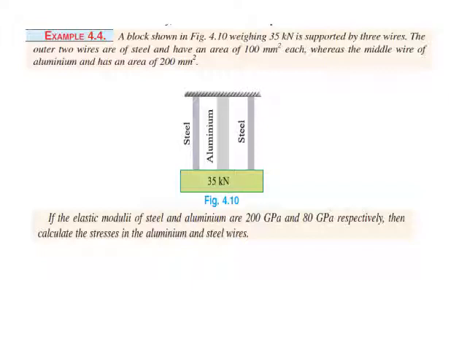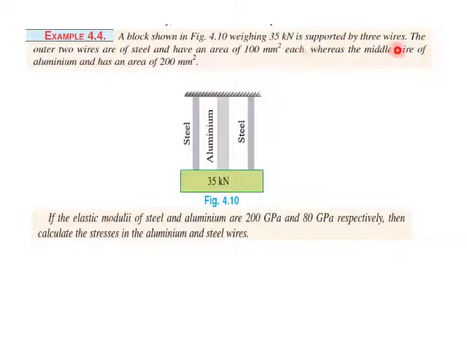Observe this carefully. You have a 35 kilonewton load, a suspended load, which is suspended with the help of two steel bars and one aluminium bar, and it is fixed at the top edge. Okay. So a block has been shown here, 35 kilonewton is supported on three wires. The outer two wires are of steel and have an area of 100 mm square. So steel area is given to you as 100 mm square each. Just concentrate on the word each.